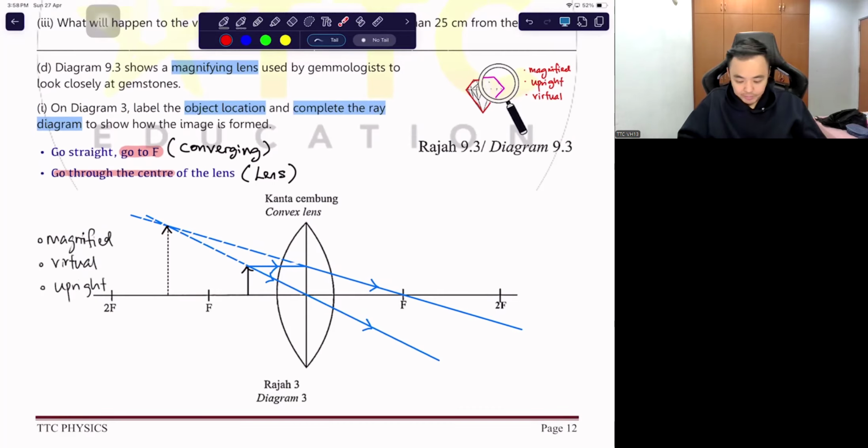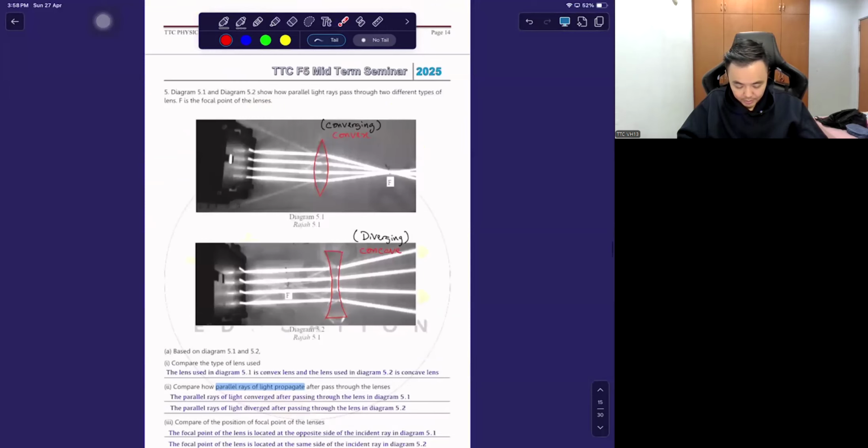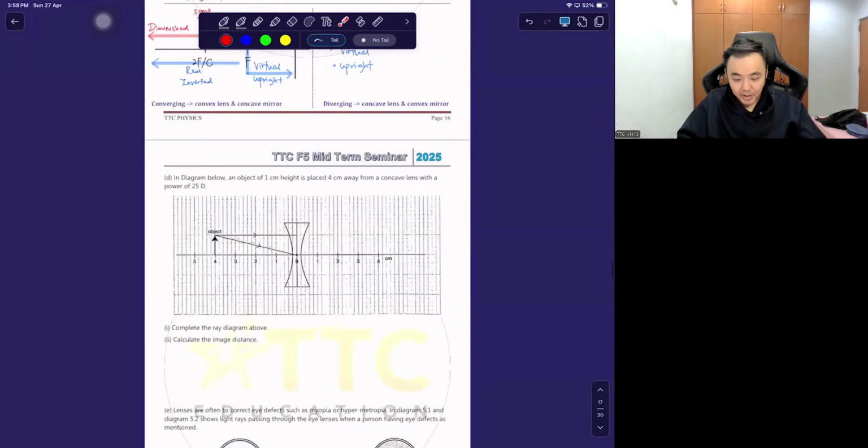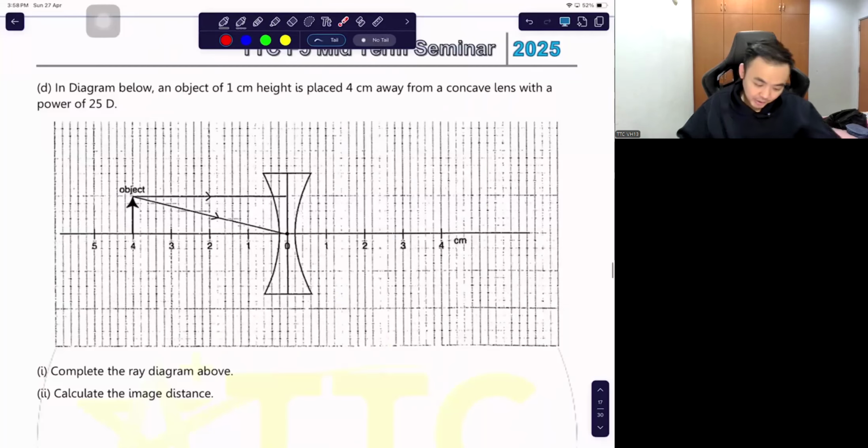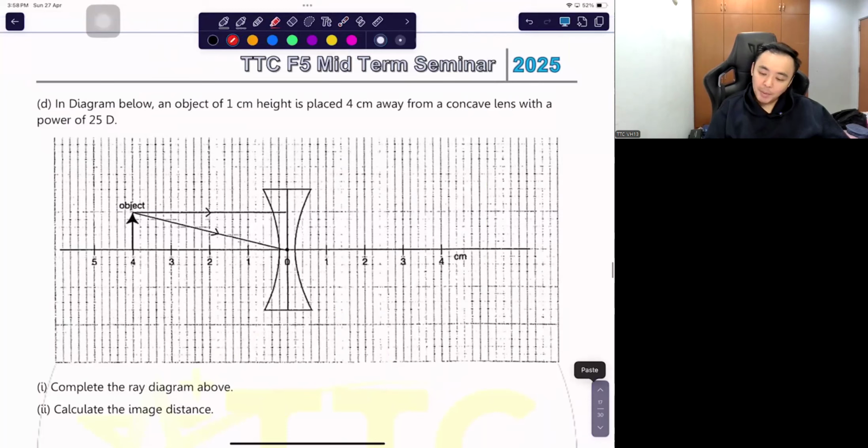Okay. Next one. Can we look at this one? Page number 17. There's another drawing here. In the diagram below, there's an object of 1 cm height placed 4 cm away from a concave lens with a power of 25 D. Now this one also we need to draw. How do we draw a concave lens?